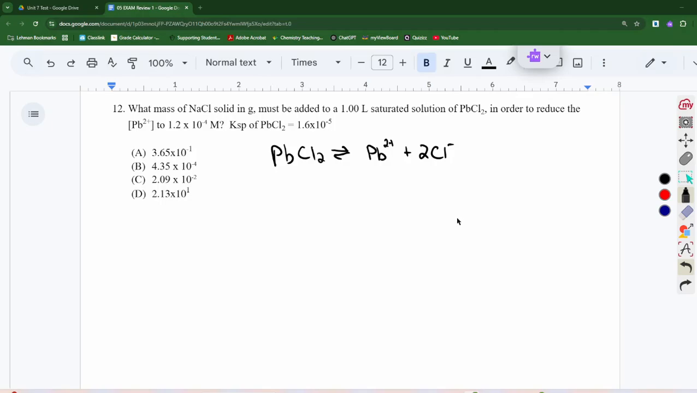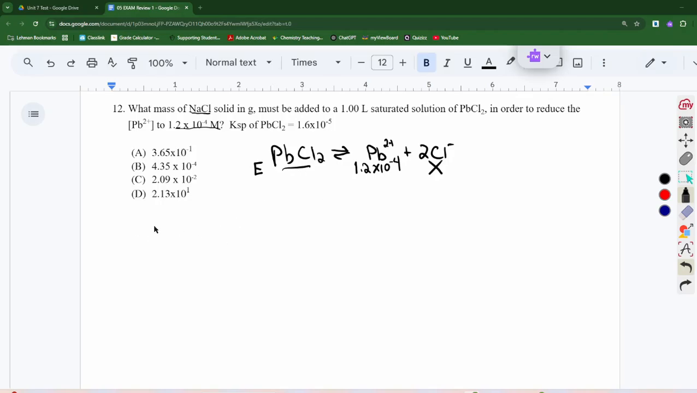And so what is it asking us for? It's saying how much NaCl solid, that's a little bit weird, needs to be added in order to get the lead ions down to this concentration at equilibrium. So at equilibrium, we want our lead to be 1.2 times 10 to the negative fourth. We don't know what this would be at that point in time. Here, we don't care about this because this is solid, so this does not go into our equilibrium expression.